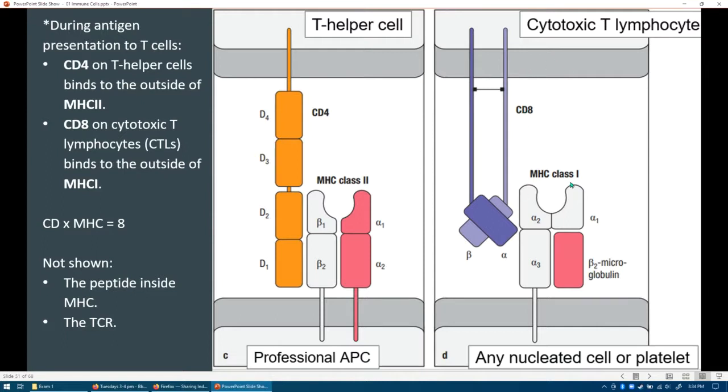So again, you don't see the T cell receptor here, and you don't see the peptide, but there will be a peptide during this event. The way to remember this is that CD times MHC equals 8. So if it has CD4, it recognizes class 2 MHC because 4 times 2 equals 8. If it has CD8, it recognizes class 1 because 8 times 1 equals 8. That's one way to remember it. Or you can be like me and just study this so much that it's like the back of your hand. Either one works.